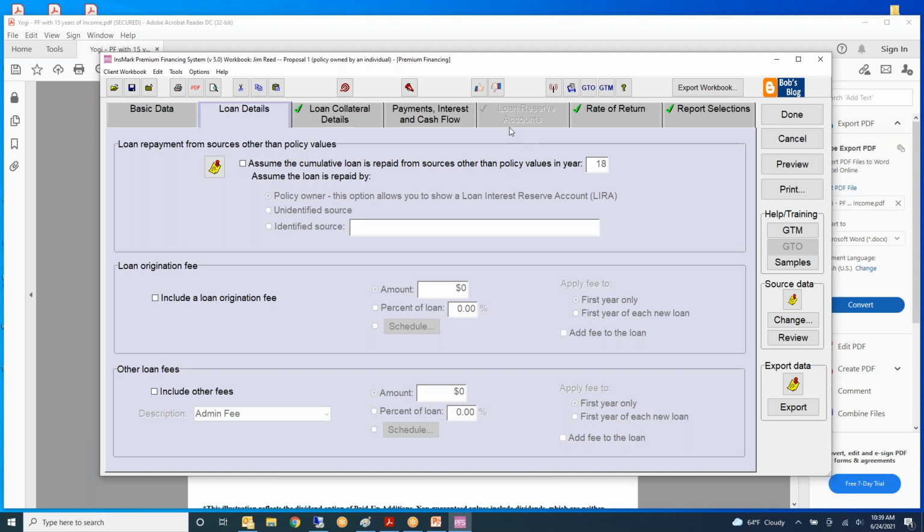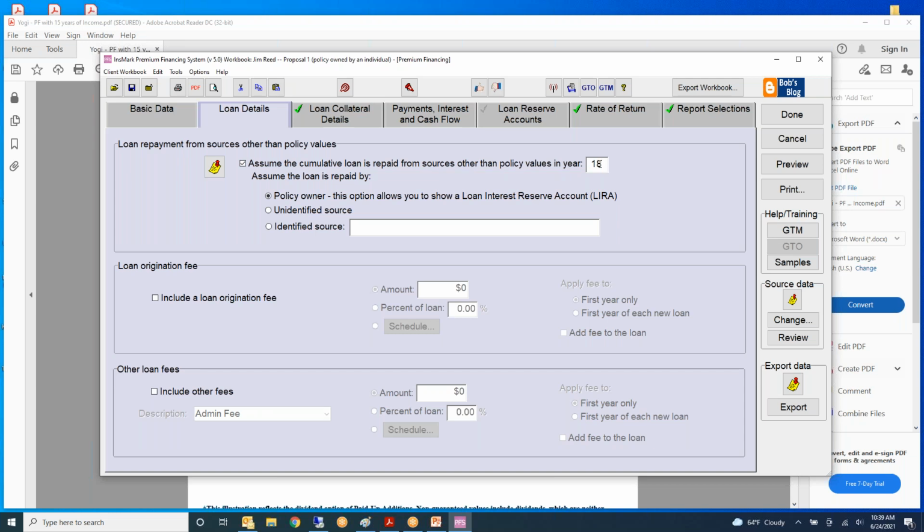So, but in this case here, I am going to check this even though the policy is going to provide half of the money to pay back the bank loan. So you need to make sure, okay, even it says, assume the cumulative loan is paid from sources other than policy value. Here, it's half of the loan, okay? So you do need to check this. And when is it supposed to happen? It's supposed to happen in year 18.